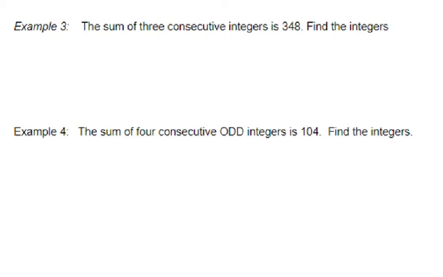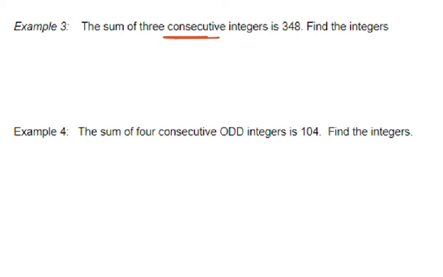So example 3. The sum of 3 consecutive integers is 348. Find the integers. So consecutive means they're in order. So for example, 3, 4, 5 would be consecutive integers. Or 10, 11, 12. Or 153, 154, 155. Those would be consecutive integers. So consecutive integers mean they're in order. Well, right now I don't know what the 3 integers are. So let the first one be x.